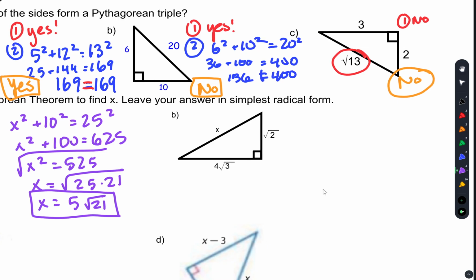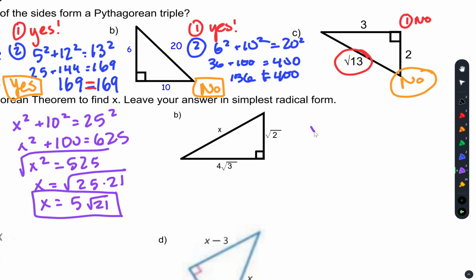Same thing here in letter B, we're going to take our legs, the square root of 2 squared plus 4 radical 3 squared equals our hypotenuse, x squared. If I multiply a radical to itself, or if I'm squaring a square root, that square root cancels itself out, so that's 2. 4 radical 3 we want to be careful with. We are squaring 4 and radical 3 here. That's just a monomial inside those parentheses.